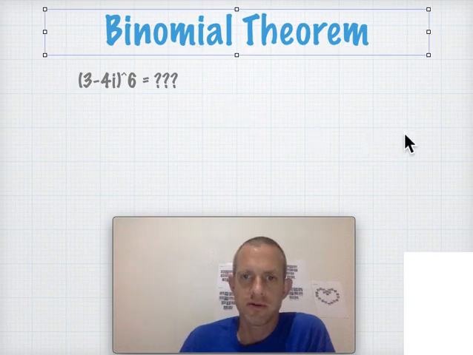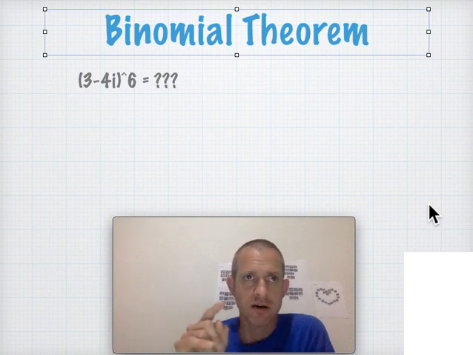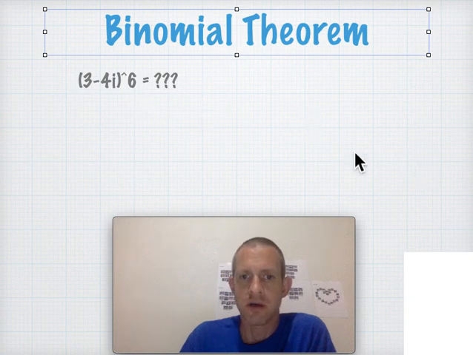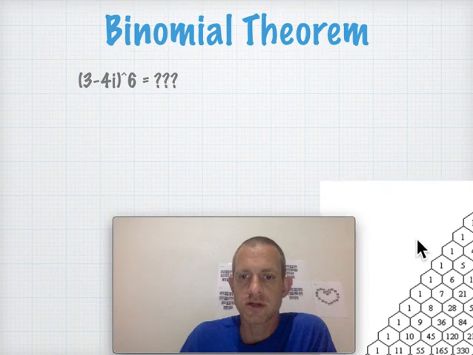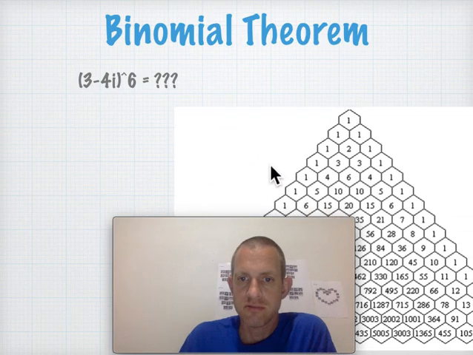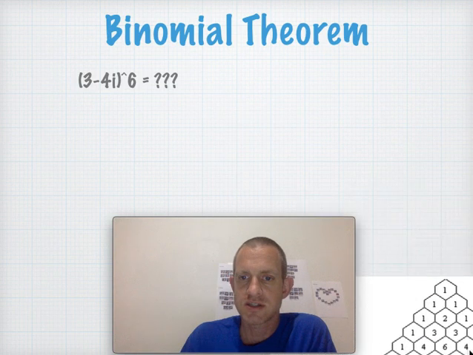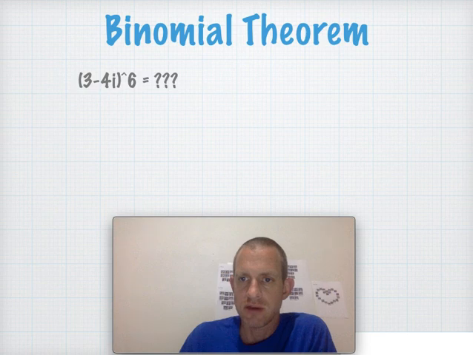The binomial theorem, remember, involved a combination of some numbers from Pascal's triangle, and then the first chunk raised to various powers, and the second chunk raised to various powers. In this case, this is a raised to the 6th. So if I get out Pascal's triangle, the 6th row here, I need those numbers: 1, 6, 15, 20, 15, 6, and 1. Let me write those down.